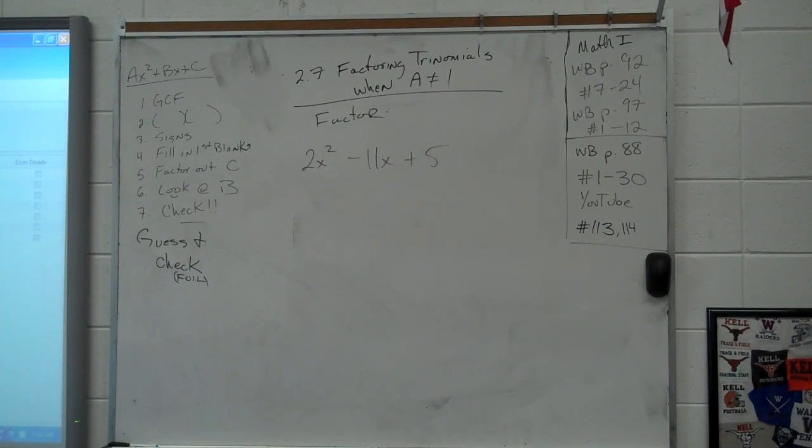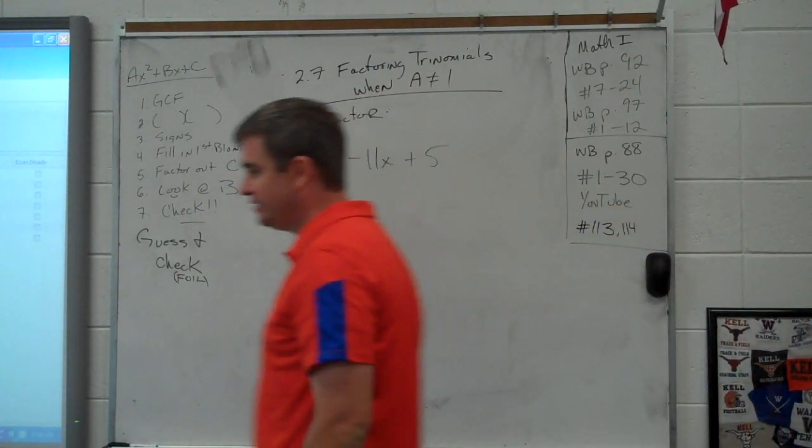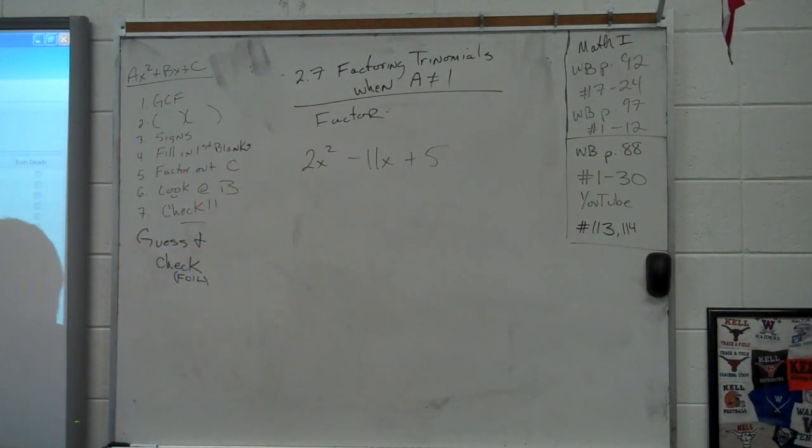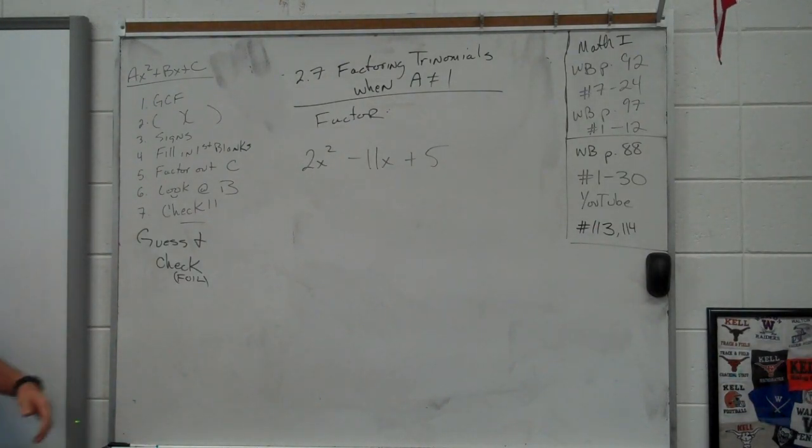This is section 2.7, Math 1, factoring trinomials when A does not equal 1. These are the next step in difficulty of factoring. In the homework, everything had A equal to 1. If it didn't equal 1, then you had a GCF and you pulled it out and it equaled 1. So these problems are the next step up when A doesn't equal 1.